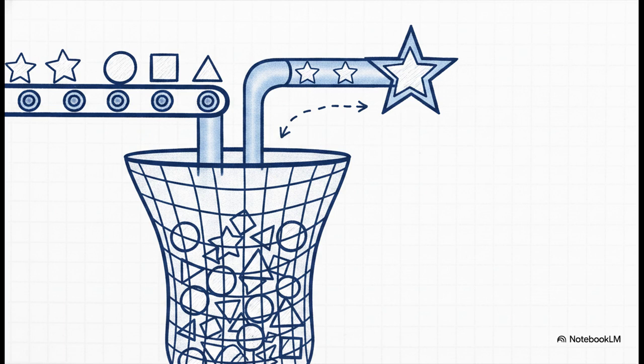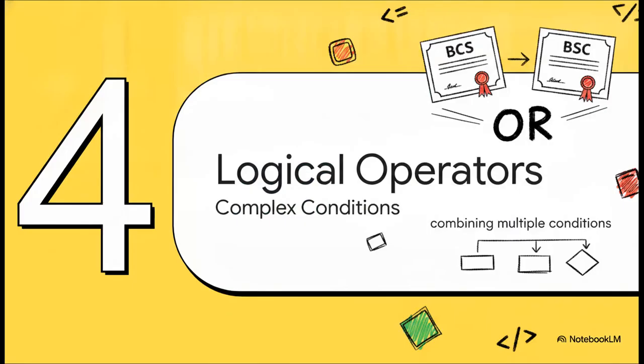That means we really have to construct our logic carefully so we don't leave any gaps or accidentally mislabel a condition. All right, Section 4, Advanced Logical Operators for Complex Conditions. Because sometimes software requires way more than a simple comparison. Like, say you're requiring a job applicant to have a BCS or a BSc degree.